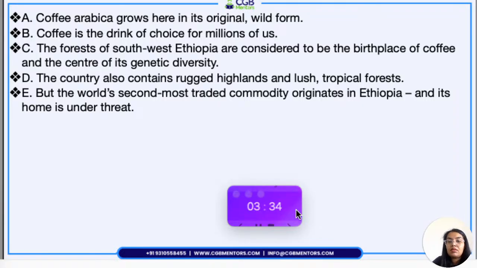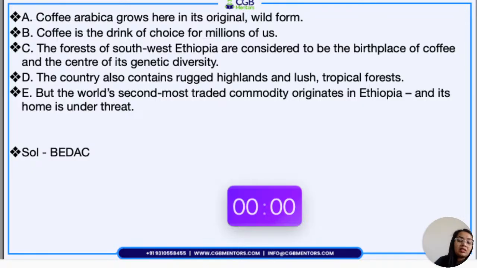Answer to this one is BEDAC. Okay. Now, coffee Arabica grows here in its original wild form. Here we need to know the place, then only this word here will give us some sense. Coffee is the drink of choice for millions of us. This is a generic statement about coffee. Okay, first one, of course.